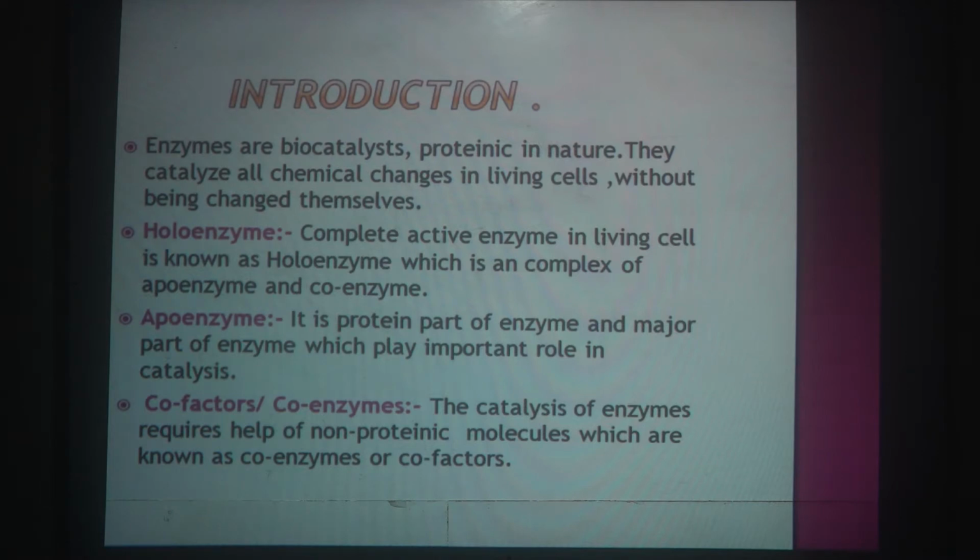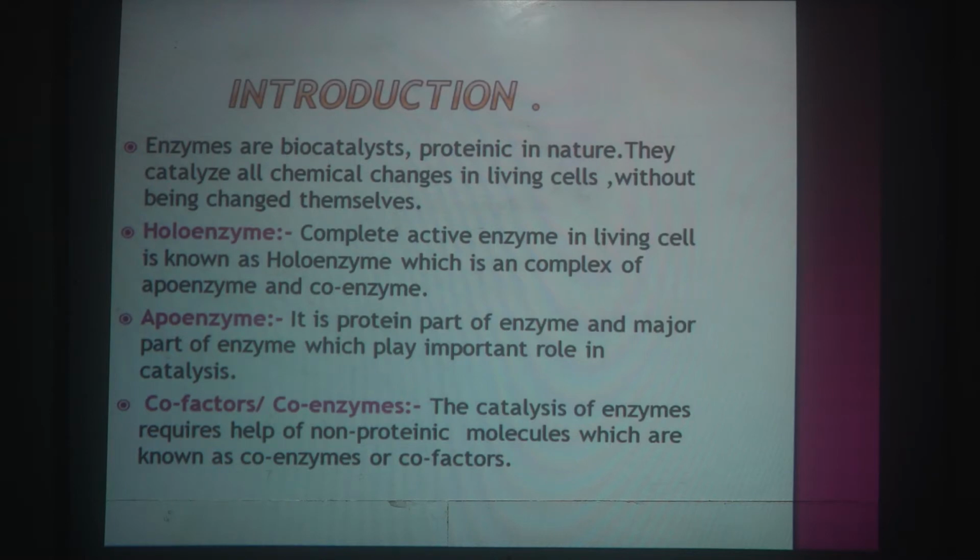Next, the active form of enzyme is called as what? Holoenzyme. Definition of holoenzyme: complete active enzyme in a living cell is known as holoenzyme, which is a complex of apoenzyme and coenzyme. So basically what is meant by holoenzyme? Holoenzyme is an active form of enzyme which consists of apoenzyme and coenzyme.